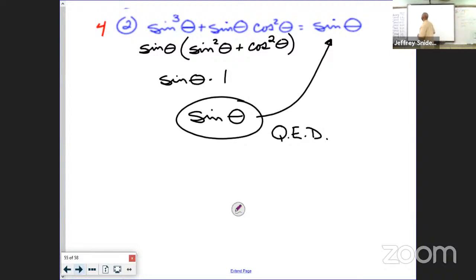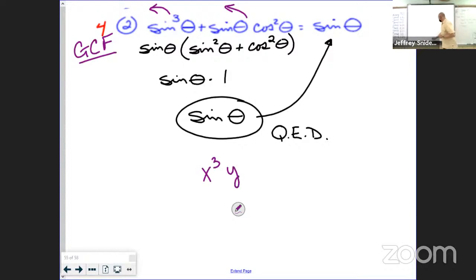Okay, my first step here is a GCF on the left-hand side. What I did was I factored out a sine theta out of this and a sine theta out of that. So think of this like x cubed plus xy squared. Greatest common factor there is what? X. So you pull out an x, right? That's kind of what I did up there.